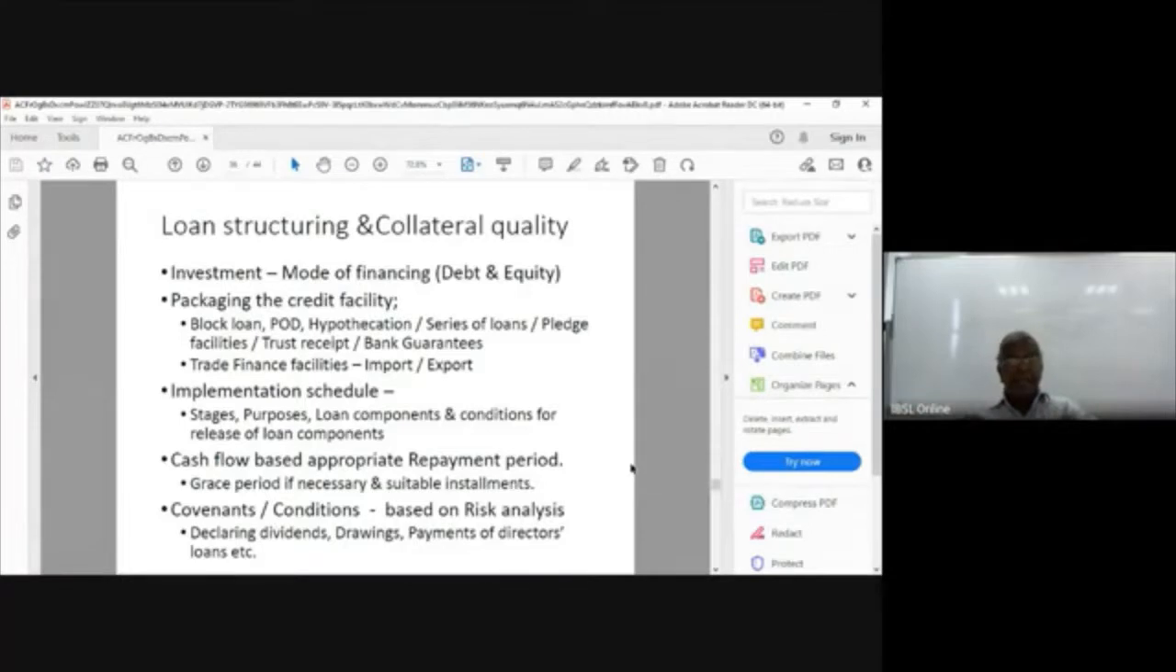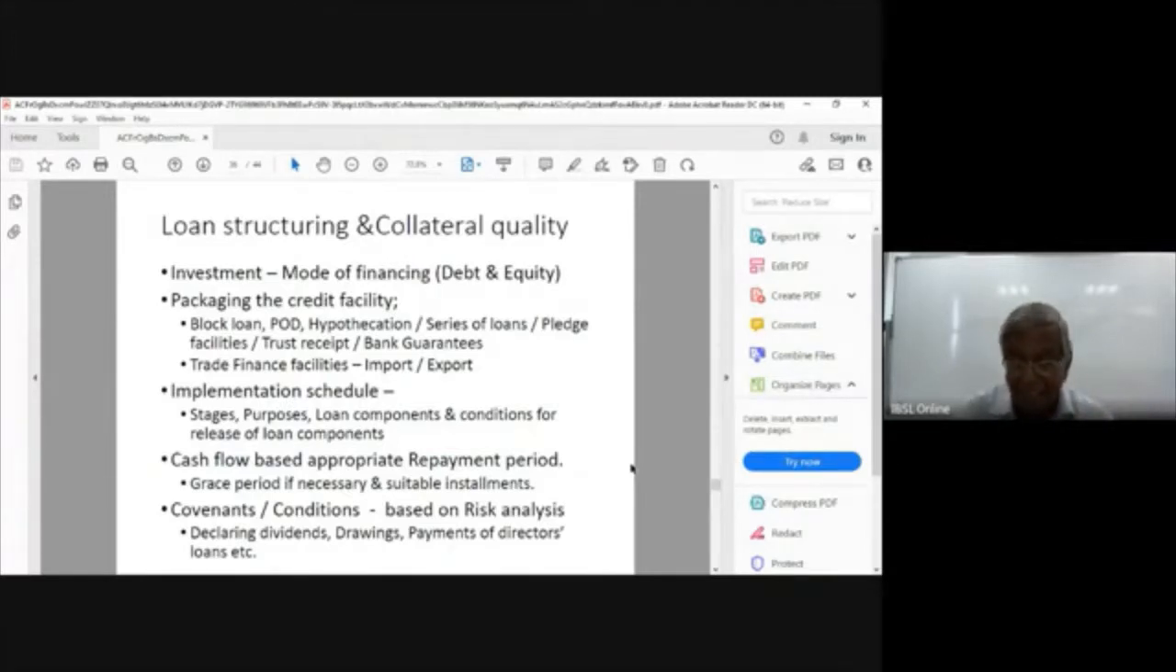And then repayment. This is cash flow based, appropriate repayment. So you must construct the cash flow. Based on the cash flow, you decide what the repayment period is, whether a grace period is necessary. If so, how many months of grace period? Then what is the repayment period, how many months or how many years? How much is the installment? So grace period, if necessary, and then loan repayment, a suitable installment.